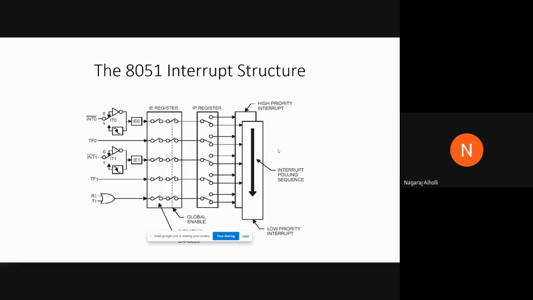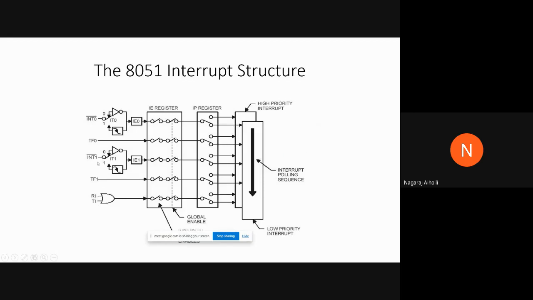By this time we know the various interrupts. There are totally 5 interrupts in the 8051: 2 external interrupts, that is INT0 bar and INT1 bar, then 2 internal interrupts, that is the timer 0 overflow interrupt and timer 1 overflow interrupt, TF0 and TF1, and 1 serial port interrupt, that is RI or TI.